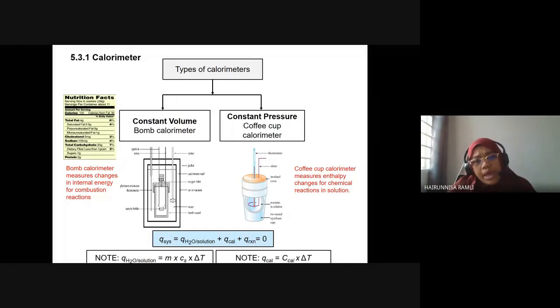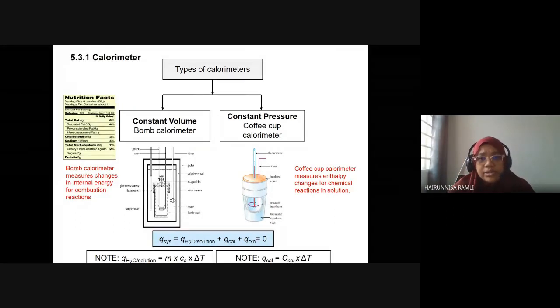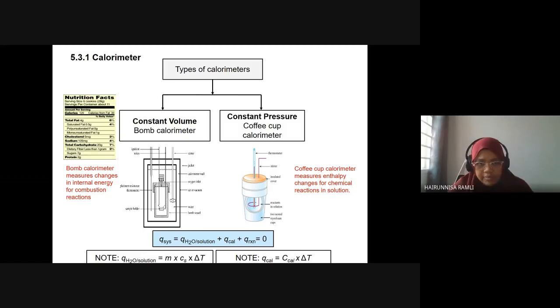So, we have two types of calorimeters. Ada dua jenis yang you perlu tahu. We have constant volume and constant pressure calorimeter. For constant volume, contoh dia adalah bomb calorimeter. So kenapa kita panggil bomb calorimeter? Because we will study normally for the combustion reaction. Kita bakar dia eh. Okay, kalau you tengok balik.